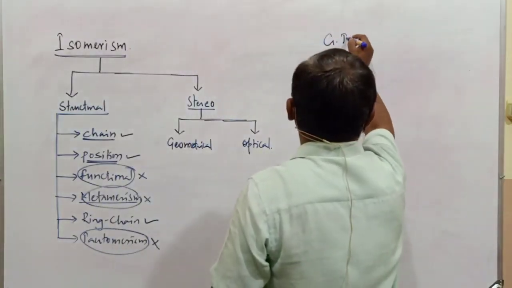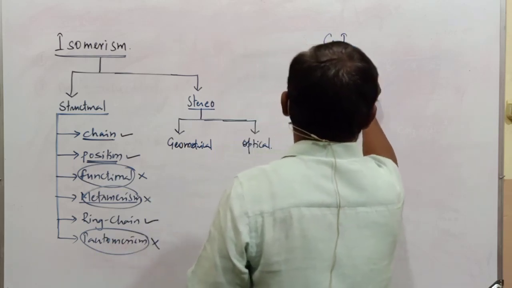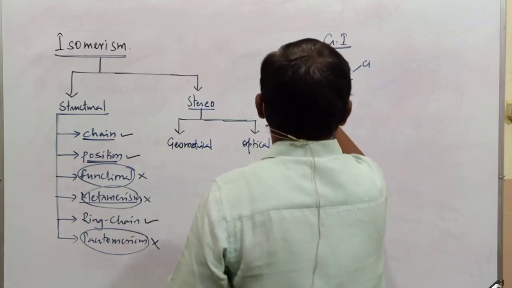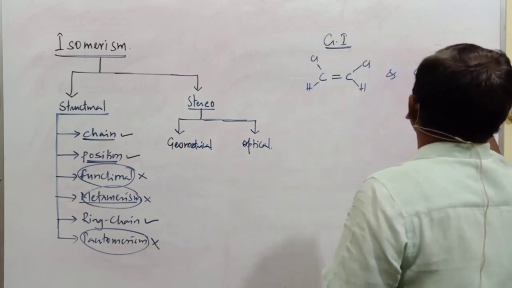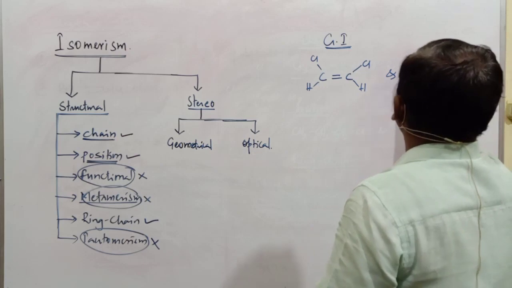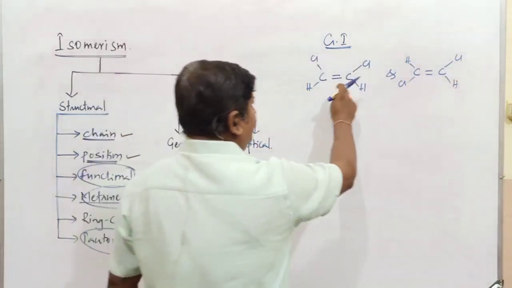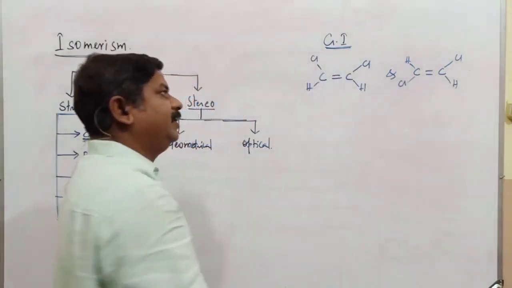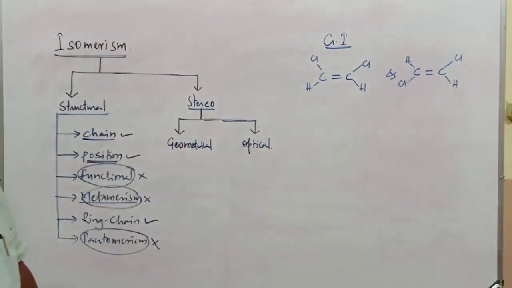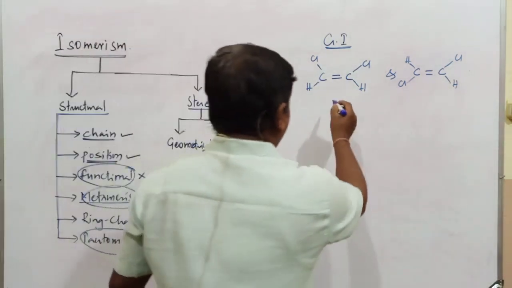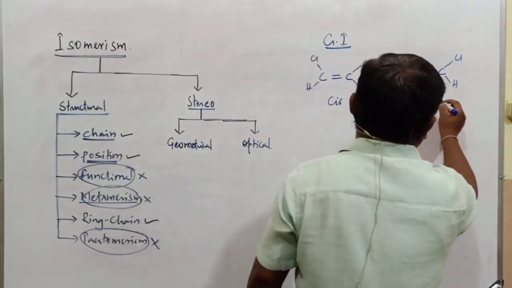If I show the geometrical isomers of one particular halogen substituted compound: C double bond C, with Cl, Cl, H and H. And the next one, C double bond C, with Cl, Cl, H and H arranged differently. Now you can identify these two are the geometrical isomers of the compound whose IUPAC name is 1,2-dichloroethene. This isomer is generally called cis and this isomer is known as trans.